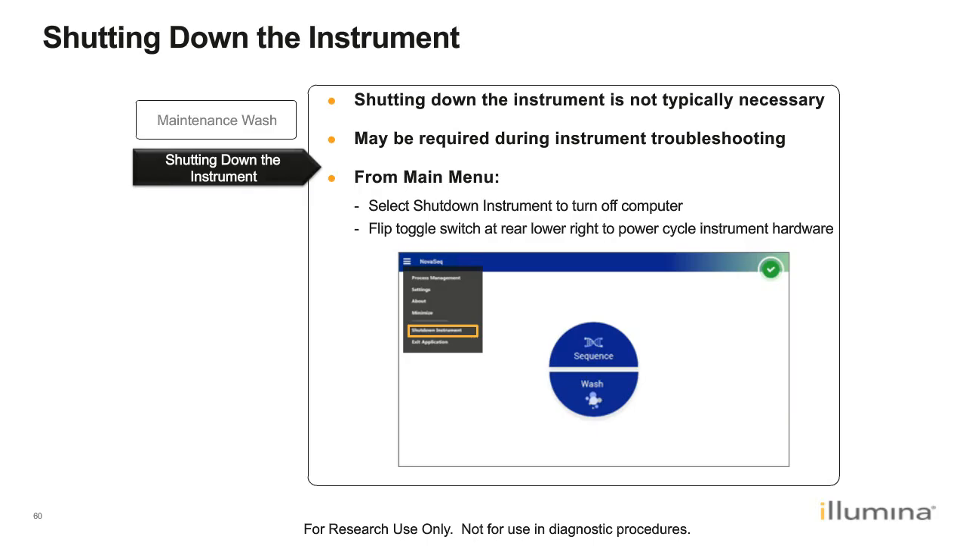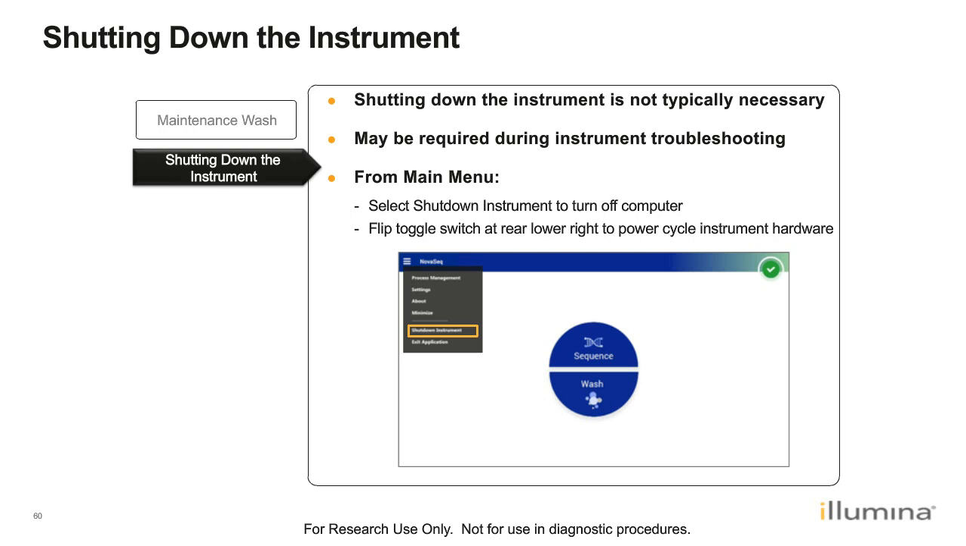Now, typically when the instrument is not in use, we do recommend to just leave it on. In this state, there are temperature controls that are maintained. But if we do need to shut down the instrument for any reason, such as a planned power outage, or if we need to do a routine power cycle through troubleshooting, we can follow these steps to perform that power cycle. So we'll shut down the instrument through the control software under the Shutdown Instrument tab.